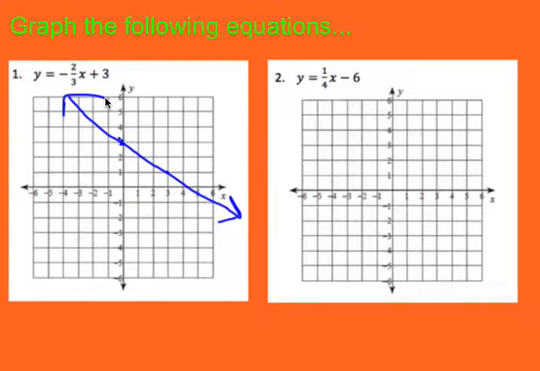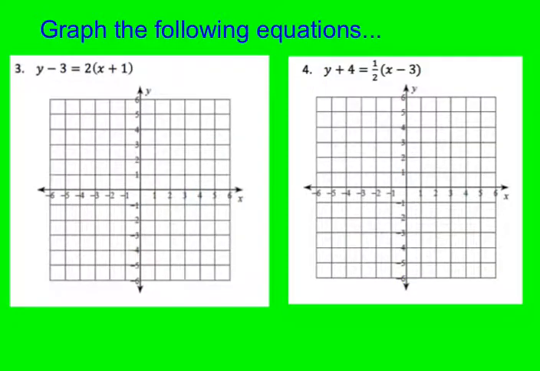Taking a look at number 2, the thing that's added on, remember that's where you're crossing the y-axis. So I'm crossing the y-axis at a negative 6. So that negative 6 is right here. My slope then is 1 over 4, which means I'm going up 1 and over 1, 2, 3, 4, and I am going to plot that point. Now that I have 2 points, I can connect my lines, and that's my answers for numbers 1 and 2.